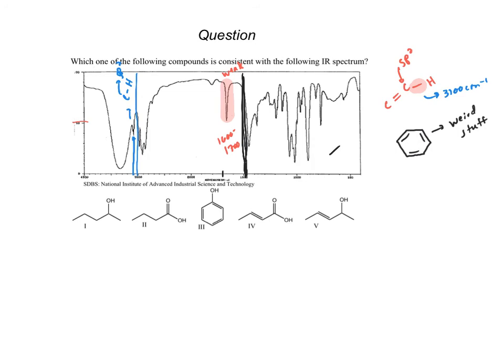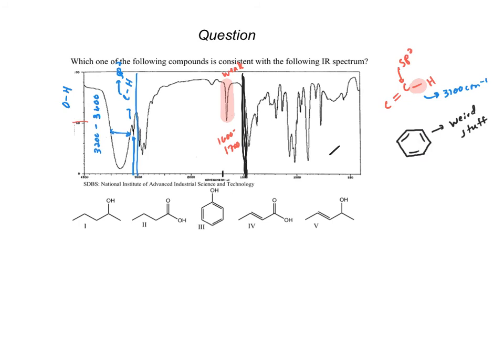Now, what about this guy to the left of that? This is a very strong signal, but how would you describe its shape? This is broad, right? And this is broad between about 3200 to 3600 inverse centimeters. So who is that? Broad, 3200 to 3600? OH, right? So this is an alcohol. It's not a carboxylic acid. How do we know it's not a carboxylic acid?